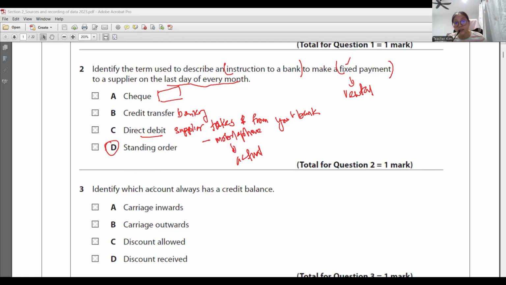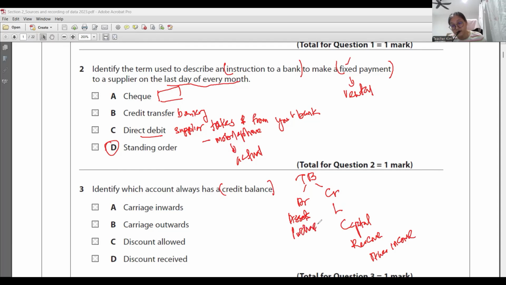Now, number 3, identify which account always has a credit balance. In the trial balance, we have debit and credit. On the credit side we have liability, capital, revenue, and other income. On the debit side we have assets, purchases or cost of sales, expenses, and drawings.